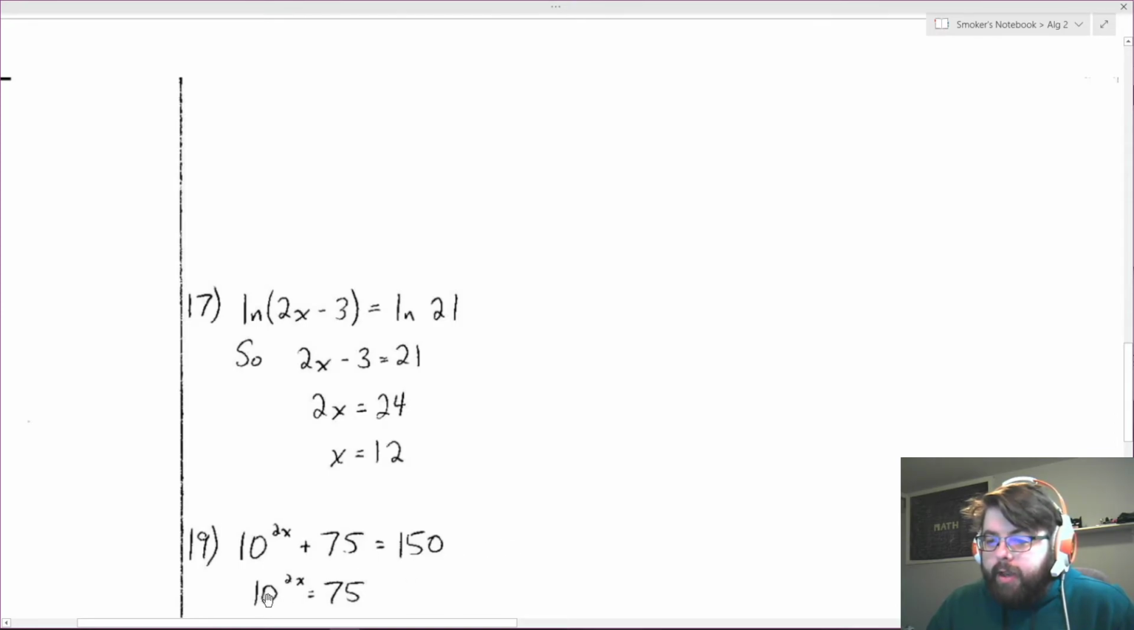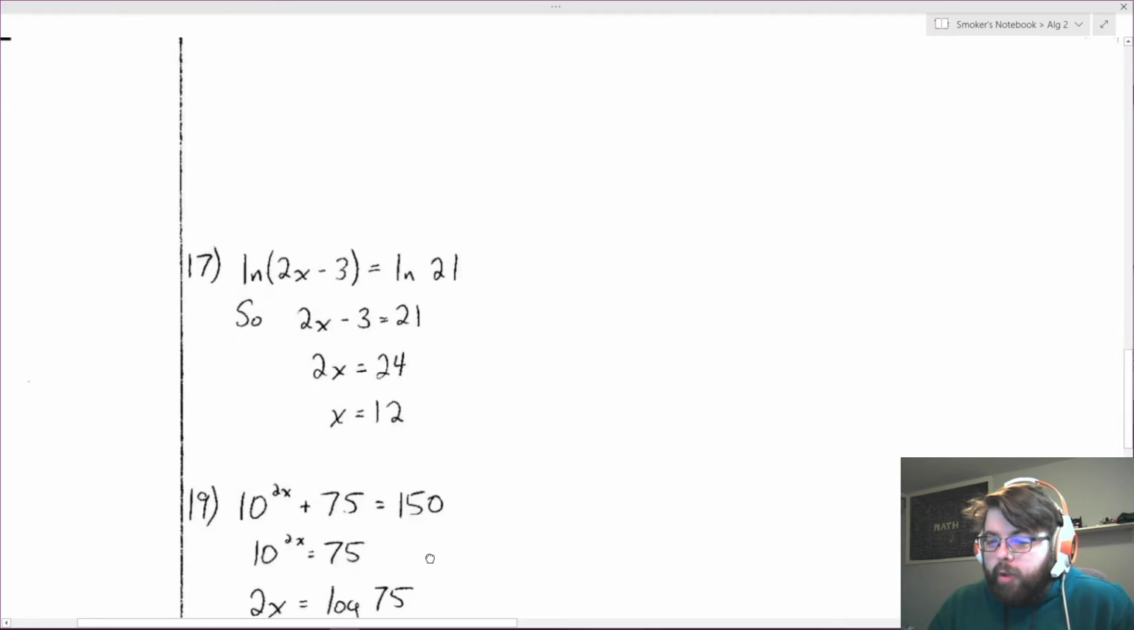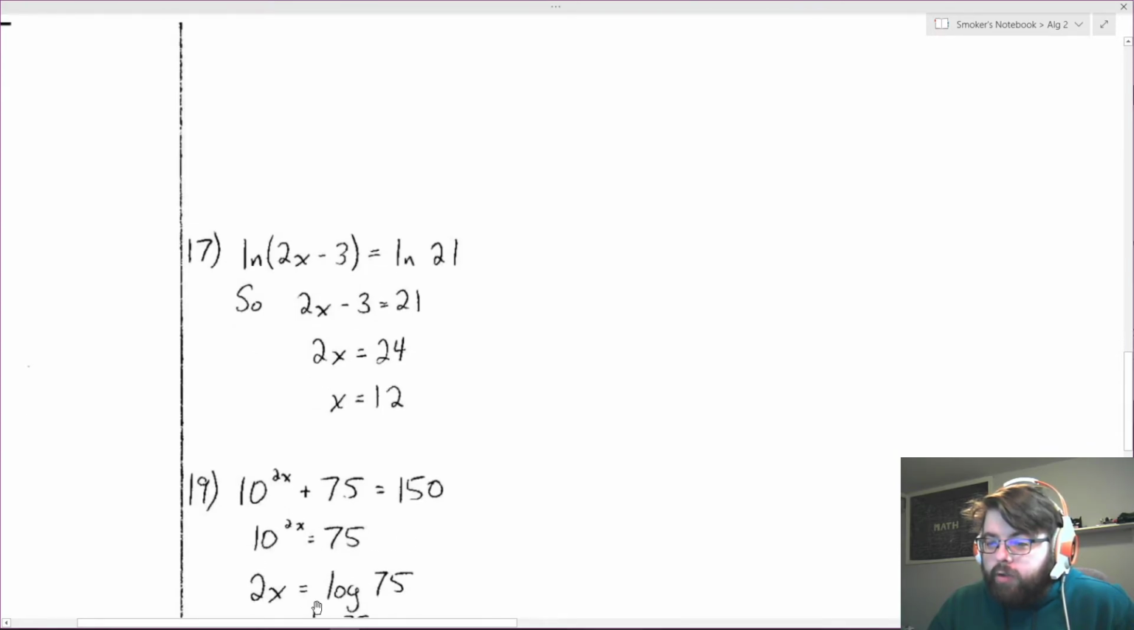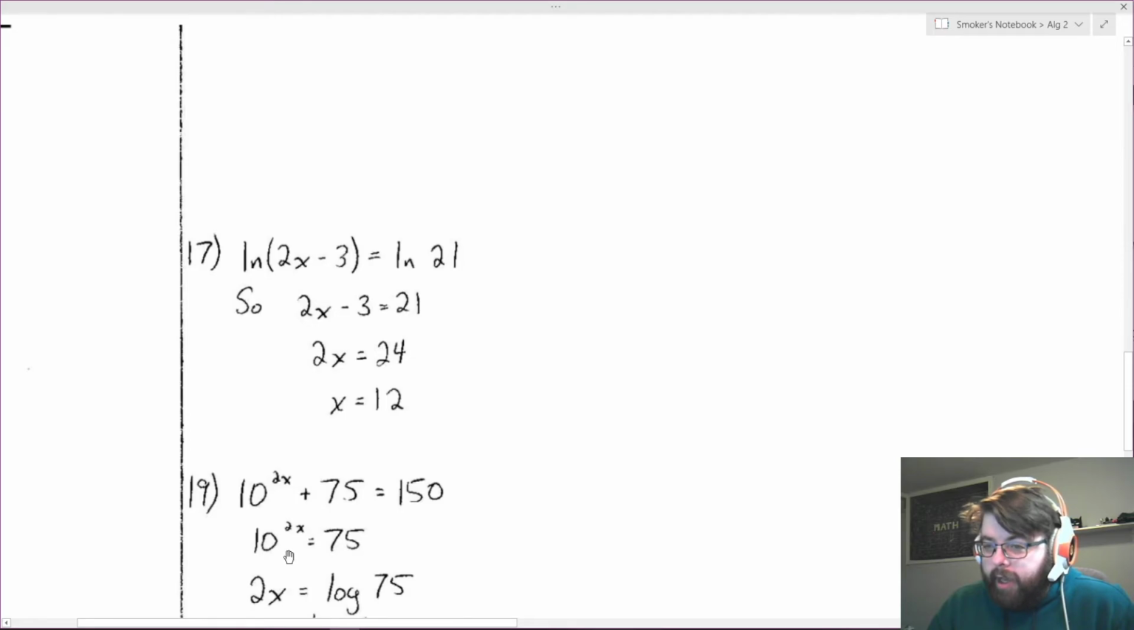So 10 to the power of 2x is equal to 75, because 150 minus 75 is 75, by the way. Don't get confused by that. It's just that this happens to be the same as what you get when you subtract from this. Now I can take the log of both sides, or I can just convert directly into logarithmic form. Either way is fine. So base to a power is equal to a number. When we convert that to logarithmic form, you get the exponent, 2x, is equal to the log base 10, which we can just write as log because it's the common log, of 75.